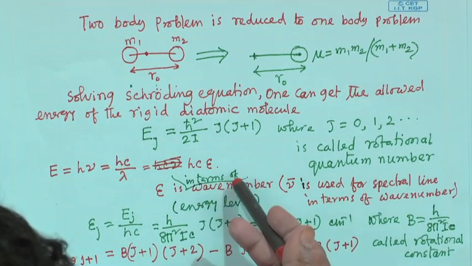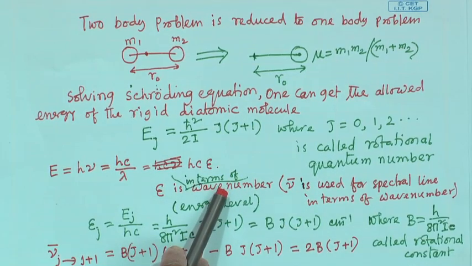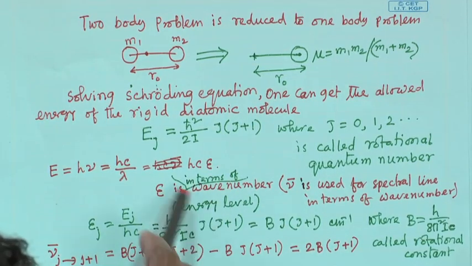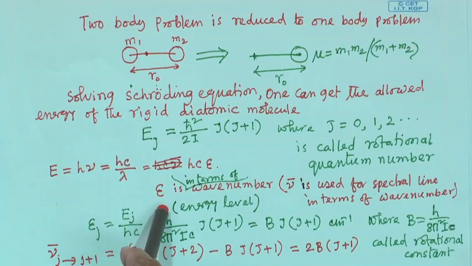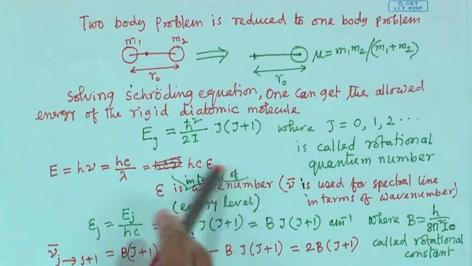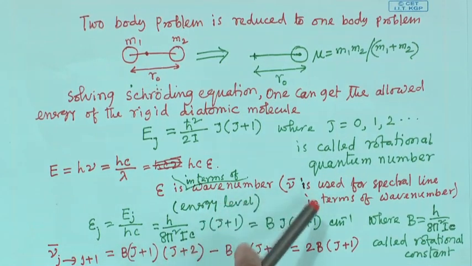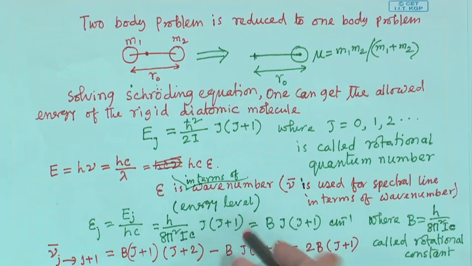We have expressed in terms of centimeter inverse. Energy level, that is expressed by E, and nu bar is generally used. I have avoided nu bar here to avoid confusion. So, nu bar will be used for the energy of the spectral line.